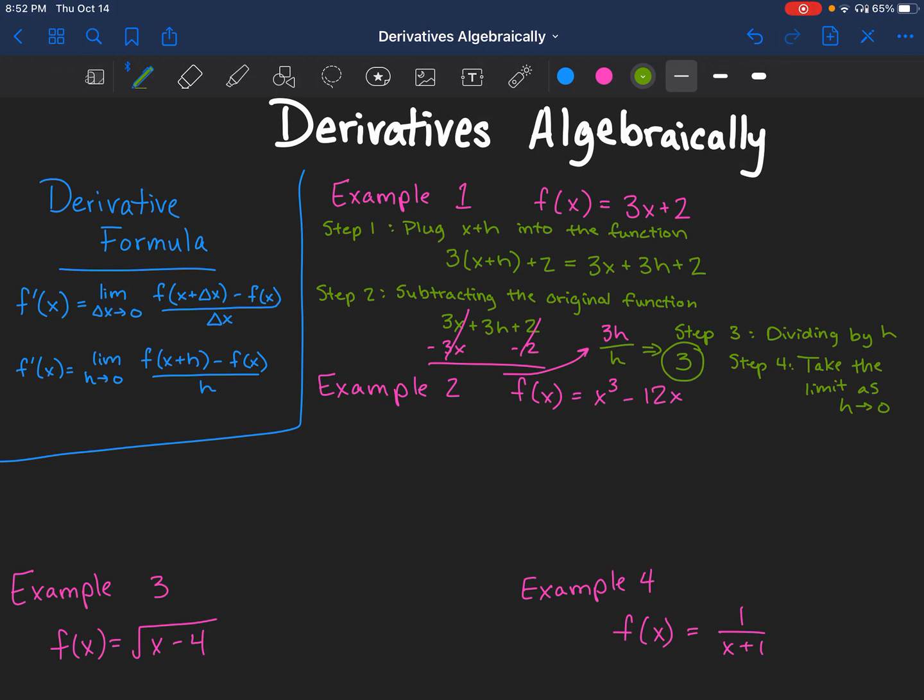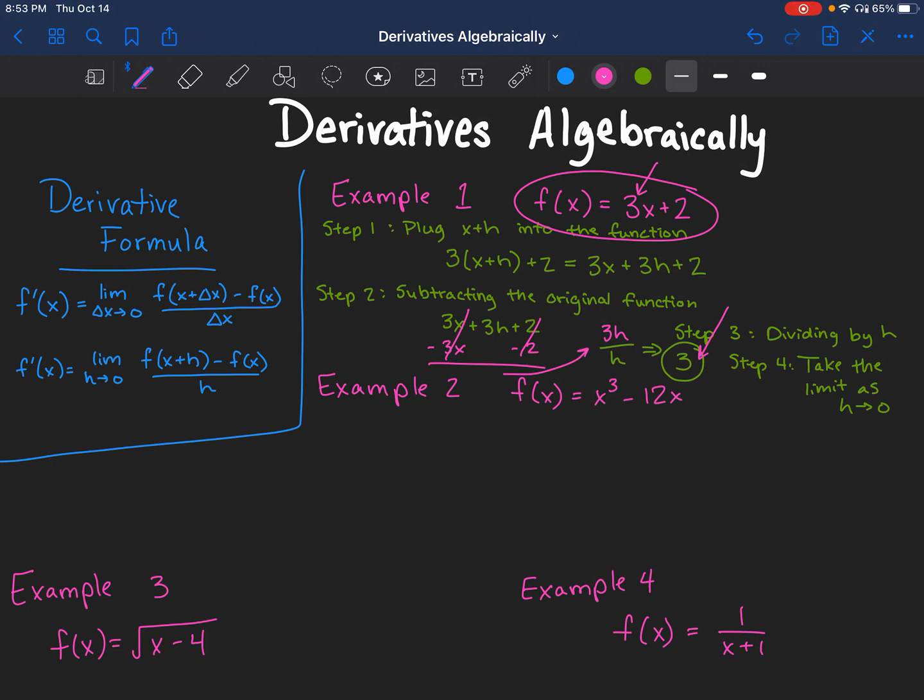Based off of this information, I want you to think abstractly for just a second. If I go back up and look at this original function, 3x plus 2, that is a straight line. Its slope, because this is in slope-intercept form, is 3. Something to think about here is that its slope, because it's a straight line, is the same number everywhere, and it's always 3. That's what makes lines so very special.